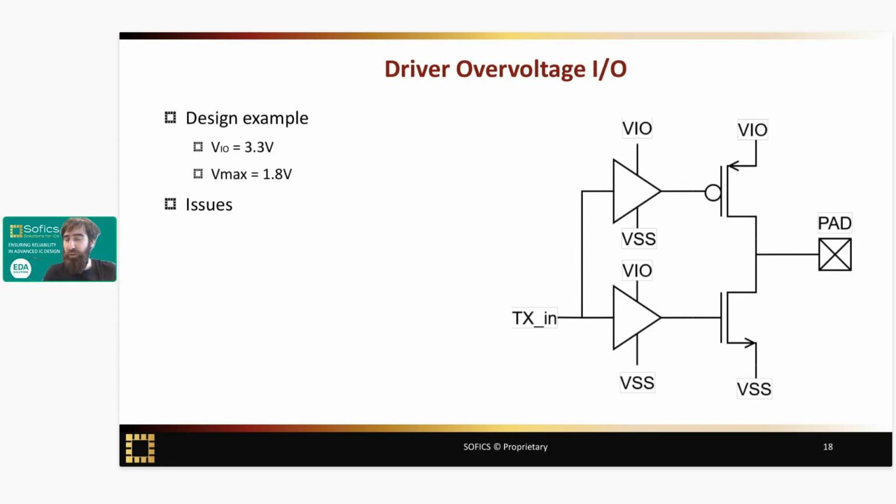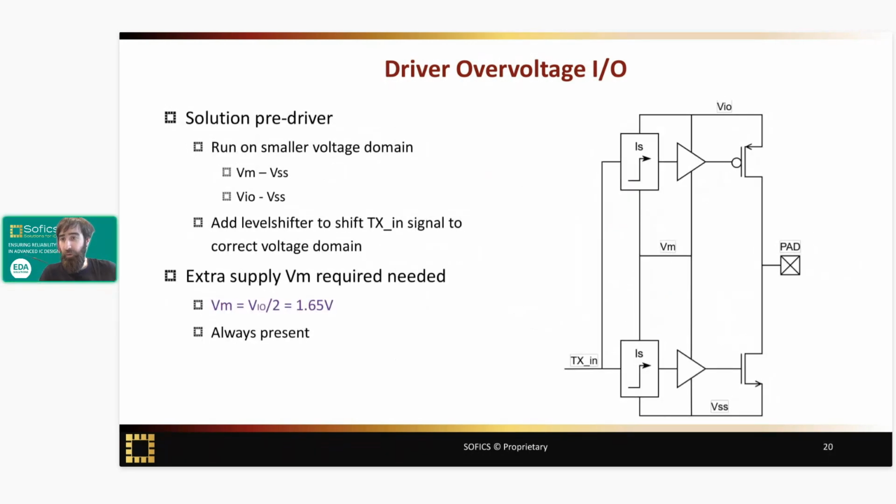I'm going to talk about it with a very specific design example. So let's say the VIO is 3.3 volts and our maximum allowed voltage is 1.8 volt, or maximum allowed voltage over one device, that is. Let's have a look at the issues. The first thing that breaks is the pre-driver. These typically consist of inverters. So if you put way too high of a voltage on top of the inverter, the MOSFET inside of it breaks. So how can we fix it?